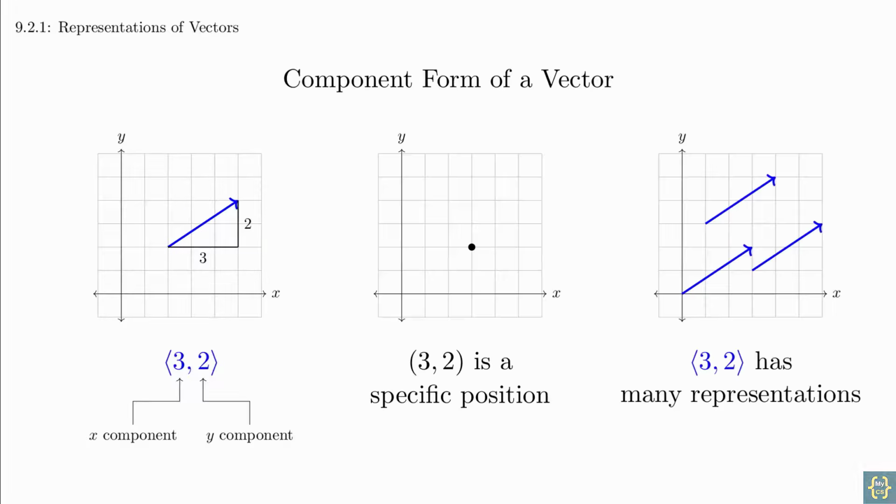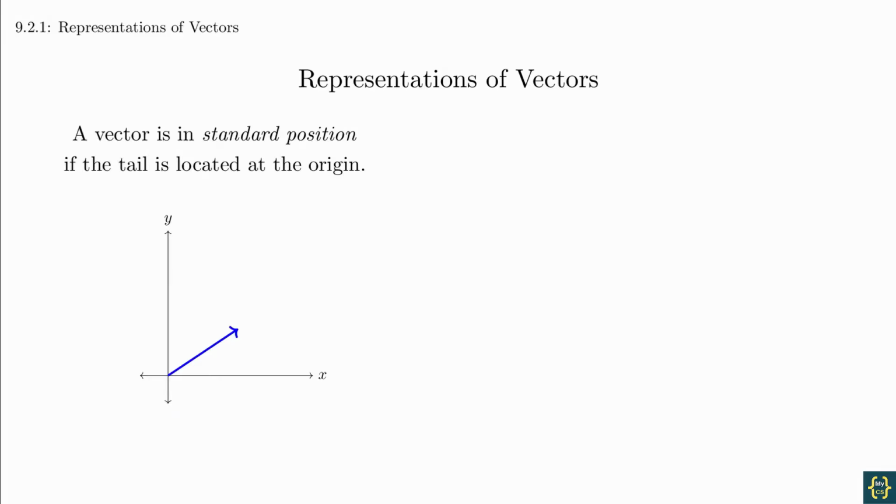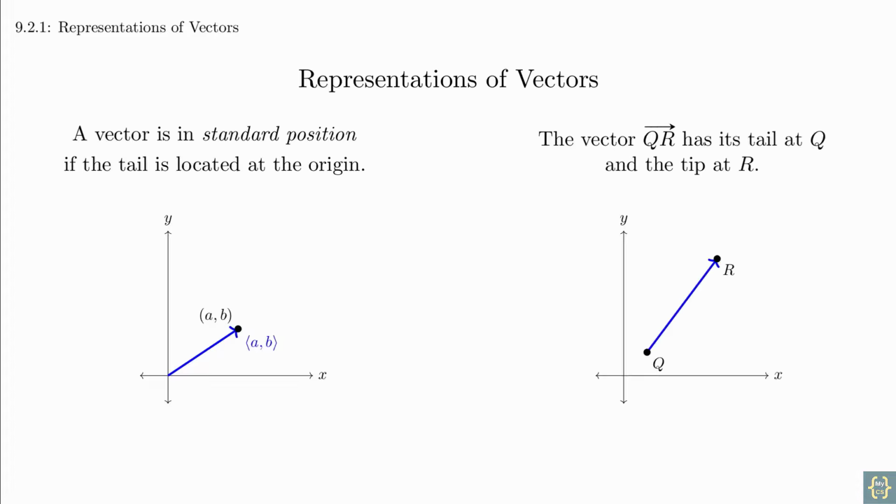The point (3, 2) is drawn in exactly one way, but there are many ways that we can draw the vector ⟨3, 2⟩. But just because they aren't the same, it doesn't mean that they aren't related. If we draw the arrow with the tail at the origin, we say that it is in standard position. When we draw the vector ⟨a, b⟩ in standard position, its tip is at the point (a, b). If we draw the vector that connects the point Q to the point R, we denote this as the vector pointing from Q to R. The notation says this in an intuitive way.